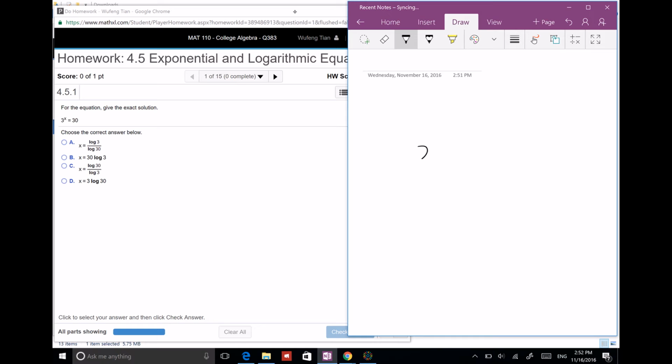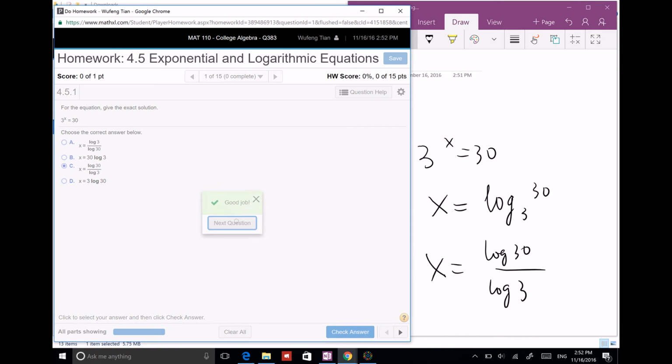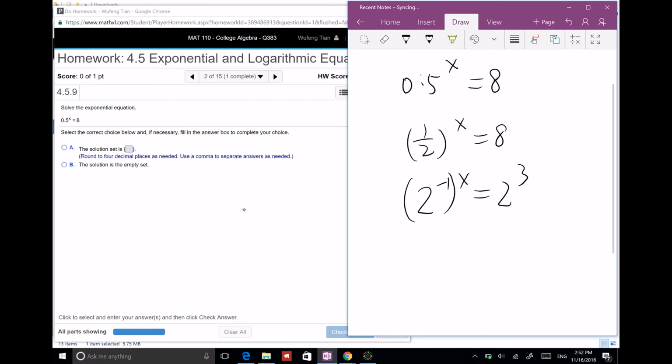3 to the power x equals 30. To solve that, x is log base 3 of 30, so you can change the base as log 30 over log 3. Solve the exponential equation, 4 decimals: 0.5 to the power x equals 8. Actually 0.5 you can change to 1/2, so 1/2 is 2 to the negative 1, to the power x equals 2 to the power 3. So 2 to the negative x equals 2 to the 3, x equals negative 3.